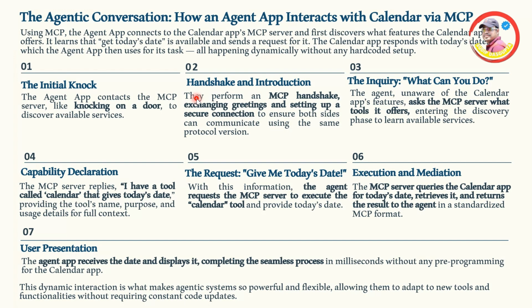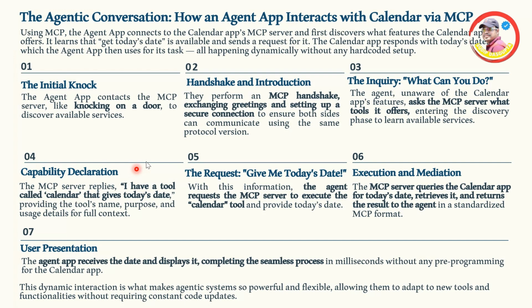Then our agent or the small robot asks the MCP server, hey, what can you do for me? I have connected with you, I have done a handshake, I have exchanged greetings with you. So tell me, what tools do you have in your library which I can use to get some of my jobs done? Okay, so that is the third step. Then the fourth step comes in. The MCP server will reply saying, hey, I have say 10 tools, and one of them is the calendar tool which gives today's date.